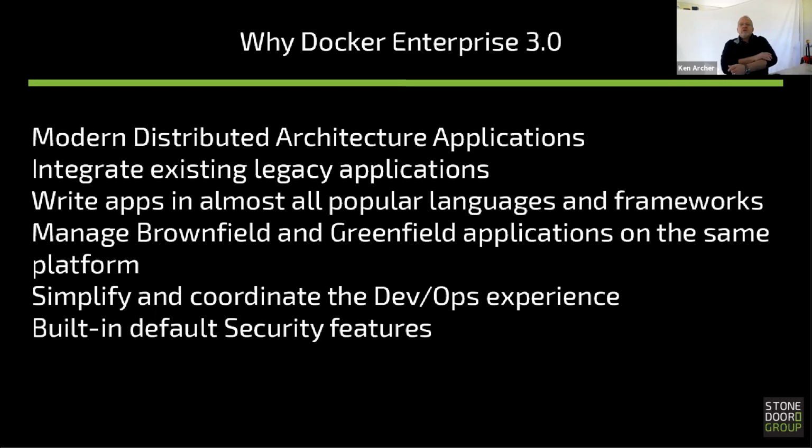So why do we want to use Docker Enterprise 3.0? Modern distributed architecture applications require that we rethink the way we've done things in the past. We have used legacy monolithic applications, and bringing those into a cloud environment is very challenging, if not impossible in a lot of cases. So with Docker, we can integrate with existing legacy applications, start splitting off pieces of those applications, lift and shift portions of our infrastructure into a virtualized server environment on-prem or in the cloud.